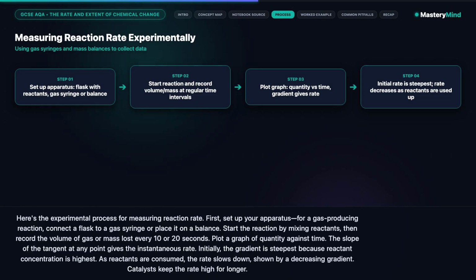Initially, the gradient is steepest because reactant concentration is highest. As reactants are consumed, the rate slows down, shown by a decreasing gradient. Catalysts keep the rate high for longer.